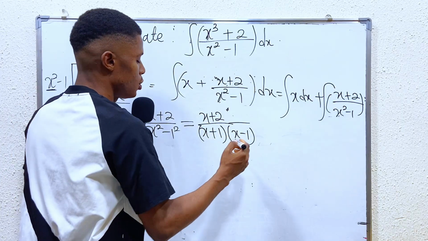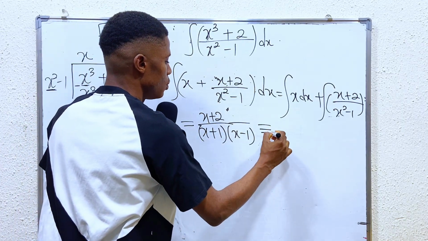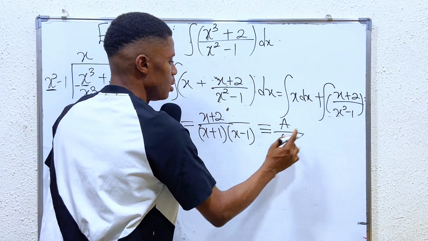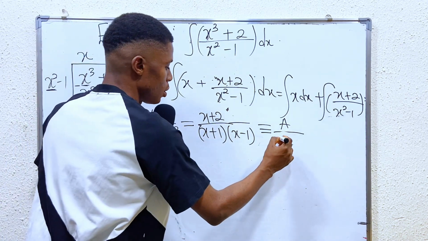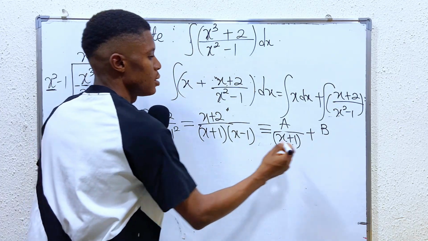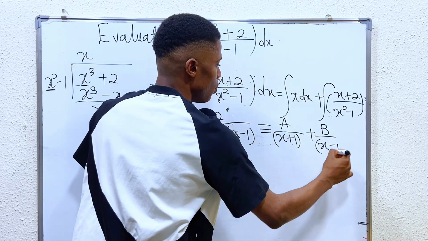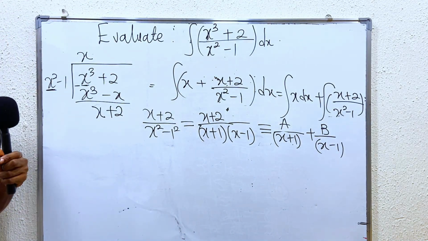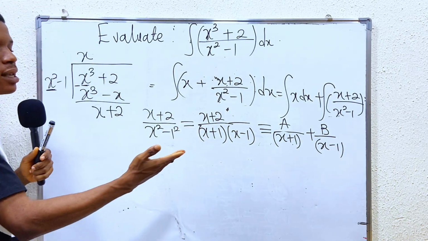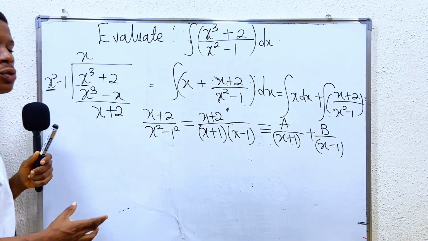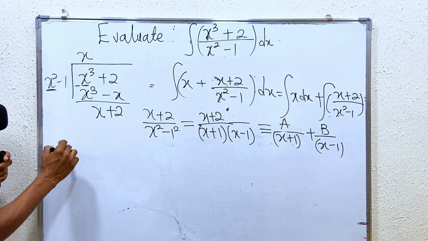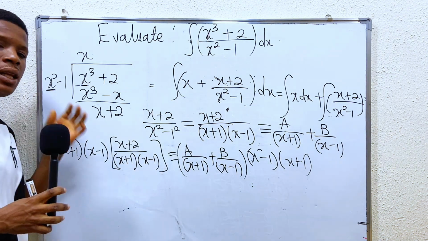And this is now equivalent to A over the first denominator, x plus 1, plus B over the second factor, x minus 1, because there are two factors. Okay? So to resolve this into partial fractions, what do we do? We'll multiply the left and the right hand side with the denominator, which is x minus 1 into x plus 1. So we'll multiply this to the left and the right hand side.